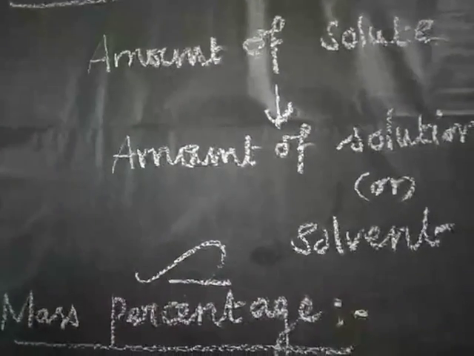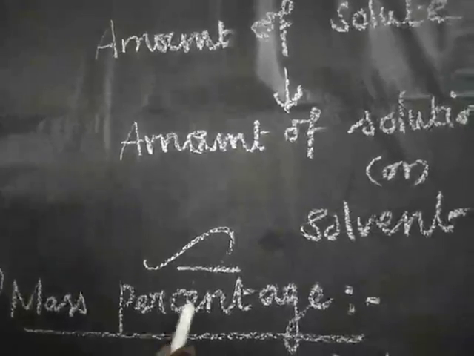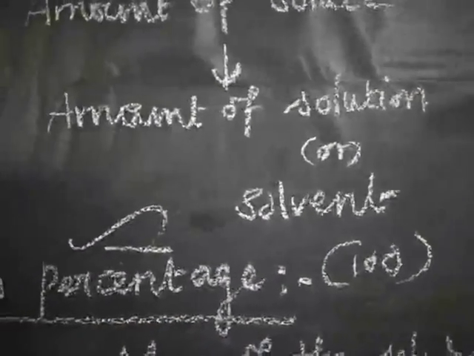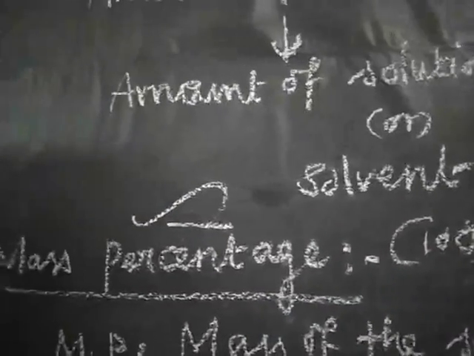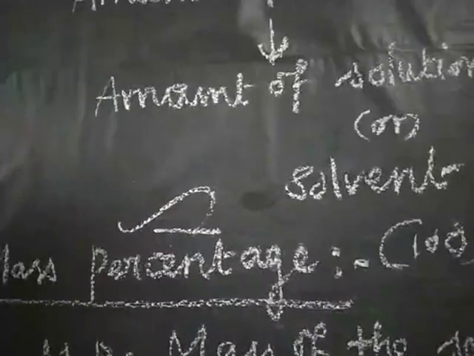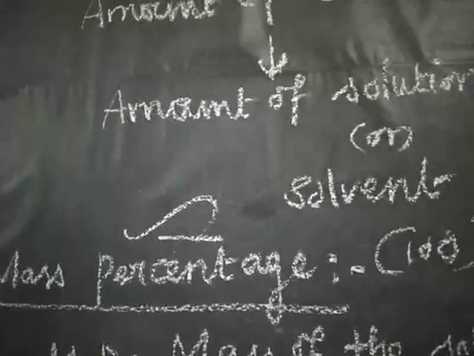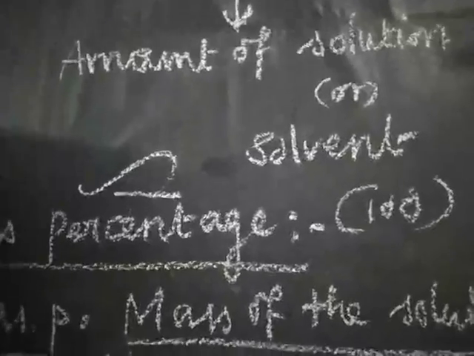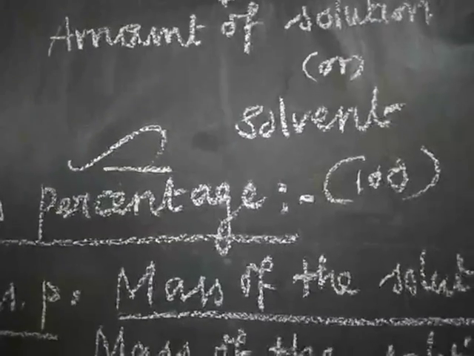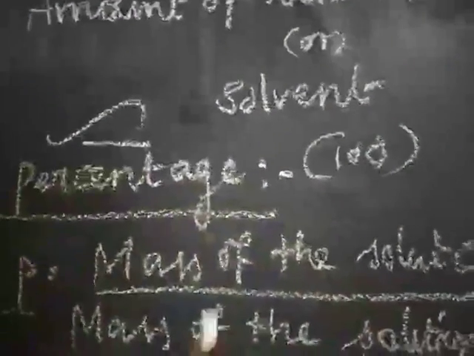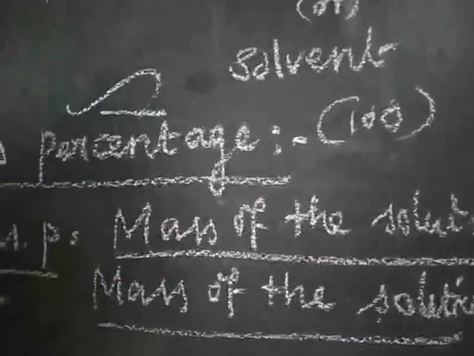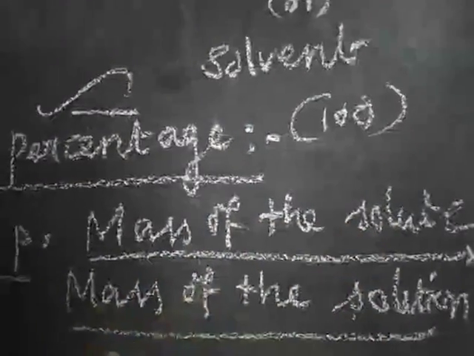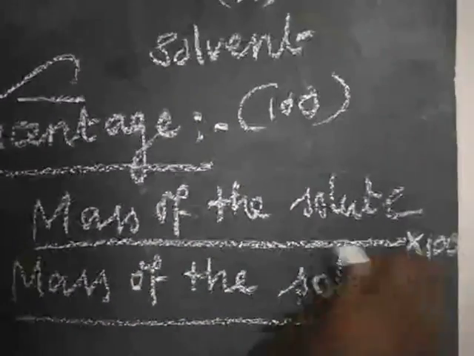So what is meant by mass percentage? How do we define percentage? Percentage means what? Per 100. So mass percentage is defined as the percentage by mass of the solute present in the mass of the solution. That is the definition for mass percentage. So what is the formula? Mass percentage is equal to mass of the solute divided by mass of the solution into 100.